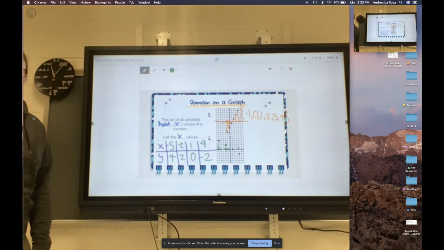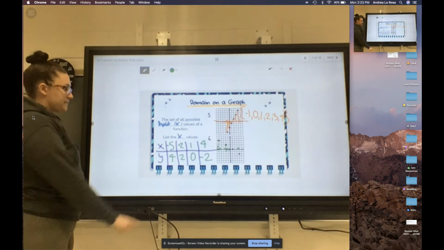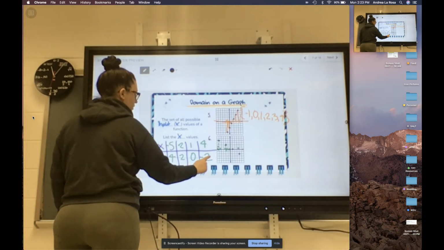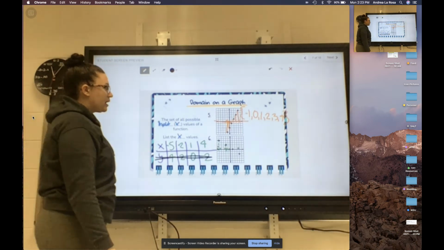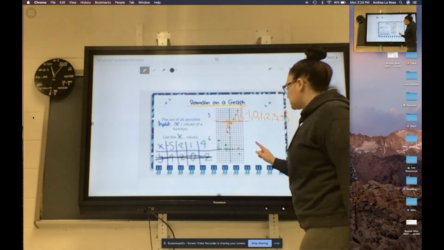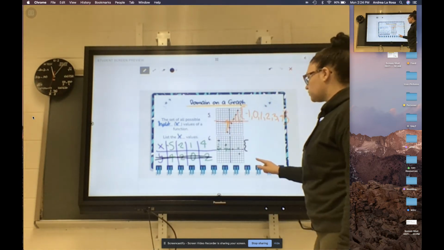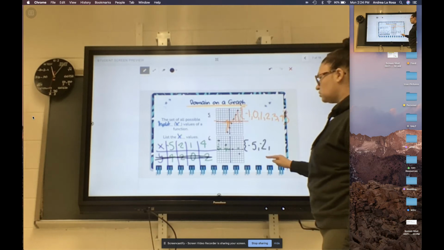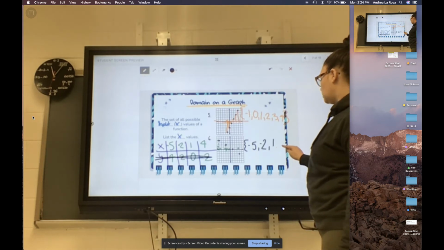Again, what values do I look at? I look at my X's. I do not care about my Y's. So I would want to list my X values. So we would have negative 5, negative 2, 1, and 4.